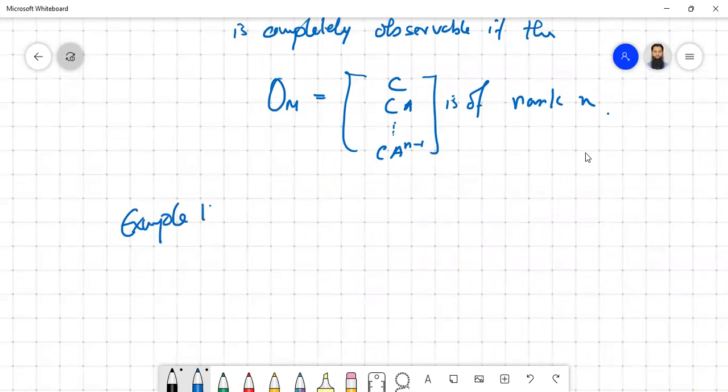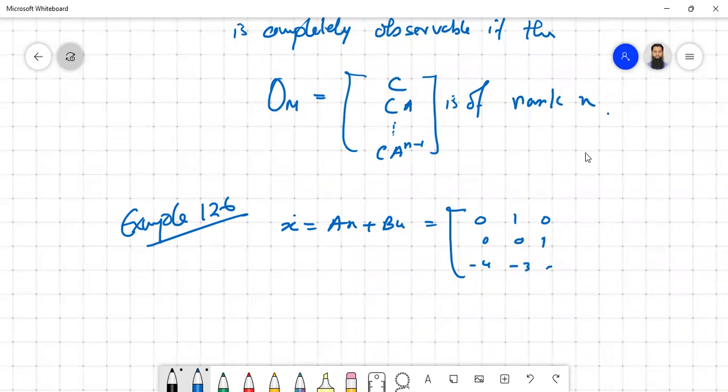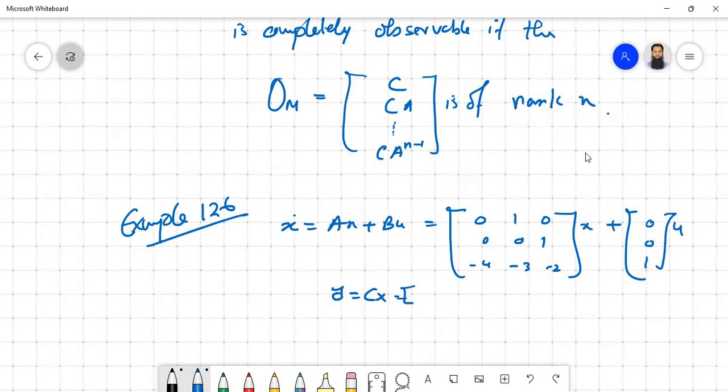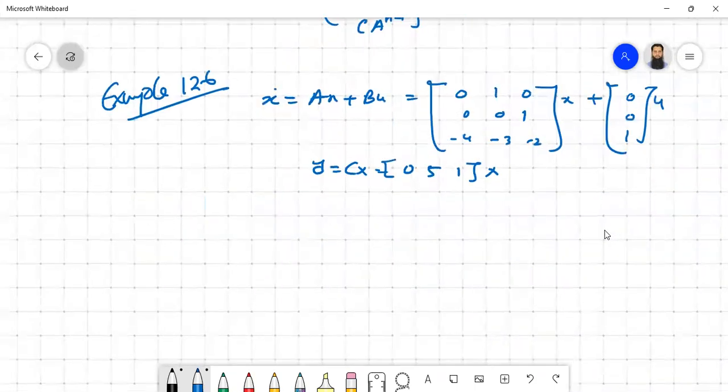Example 12.6. So x dot equal to Ax plus Bu, with A equal to [0, 1, 0; 0, 0, 1; -4, -3, -2], represented in the phase variable form, B equal to [0, 0, 1] always, and your output y equal to Cx, with C equal to [0, 5, 1]. So if you want, you can go for drawing the signal flow graph.